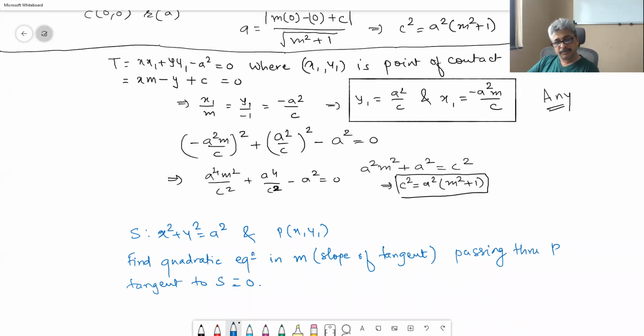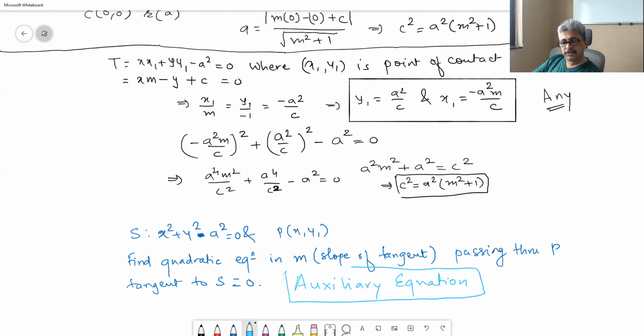Now, do you understand the question? Question is, which quadratic equation will you solve? If you solve, you get two values of slopes. Those are the slopes of the tangent. We call that equation as auxiliary equation. Which auxiliary equation will you solve to get the slopes of tangents?